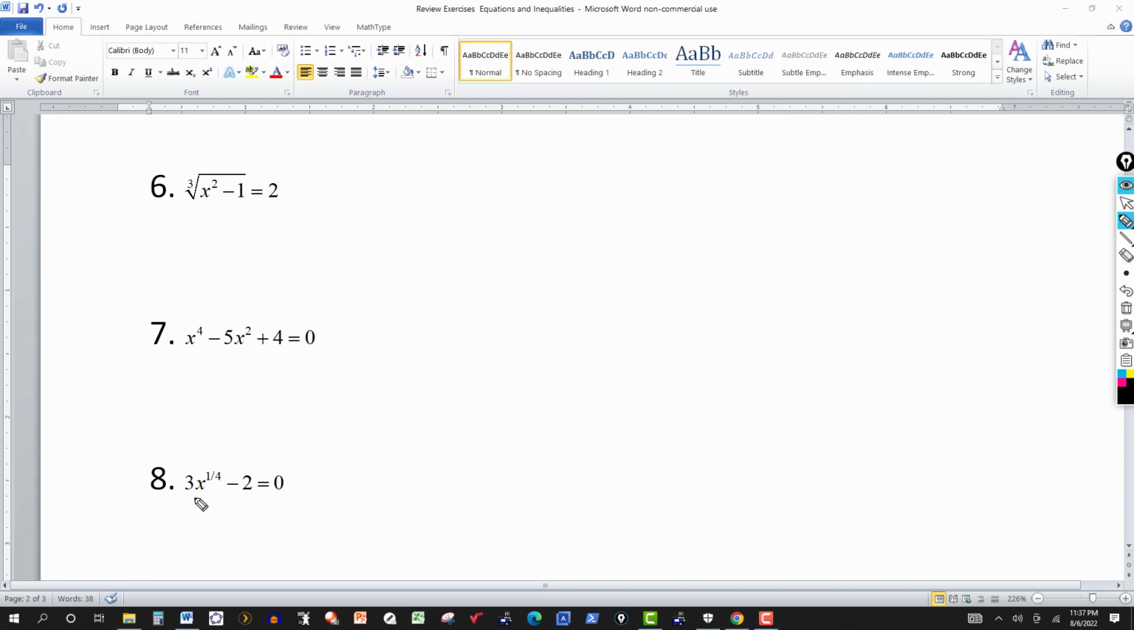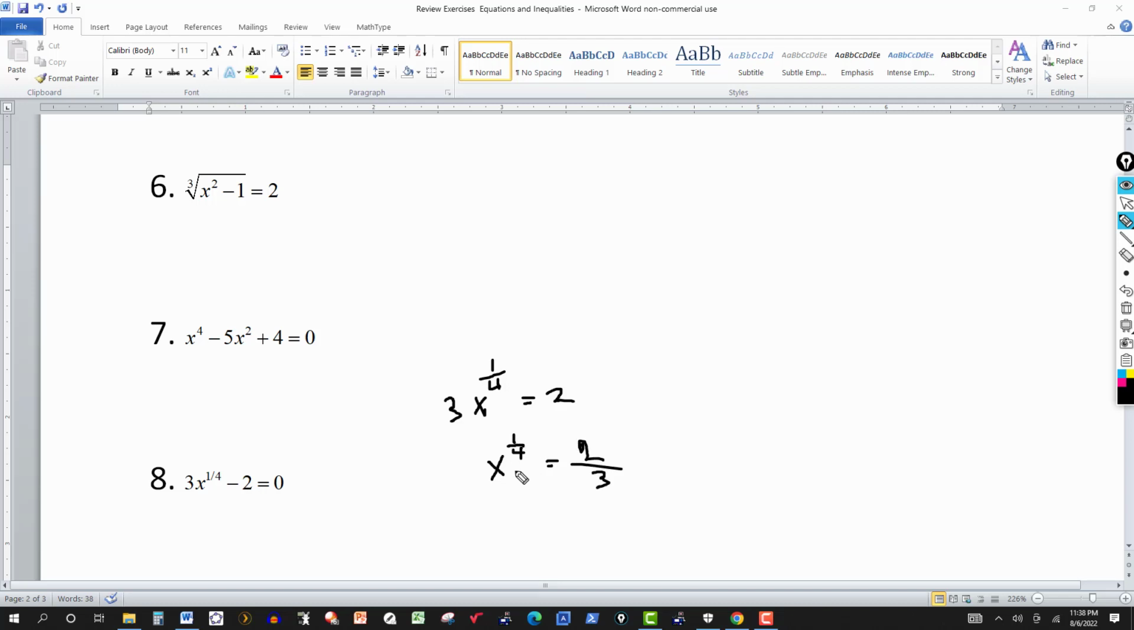And the next one, you can look at this as a radical expression also. It's a x to the 1/4. So we could just say, let's isolate that term, 3x to the 1/4 equals 2. Let's isolate the variable here, so let's say x to the 1/4. We'll divide both sides by 3. We get x to the 1/4 is equal to 2/3.